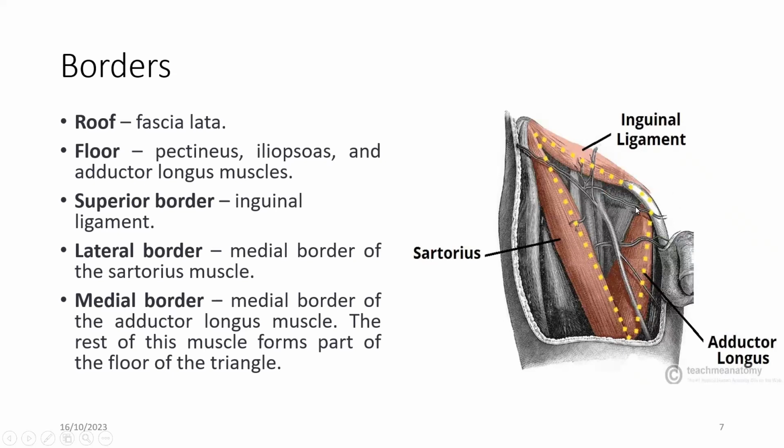The borders of the femoral triangle: the superior border is the inguinal ligament. The lateral border is the sartorius muscle, and the medial border is the medial border of the adductor longus. The roof is the fascia lata, and the floor is made up of the iliopsoas muscle, the pectineus, and the adductor longus muscles as well.